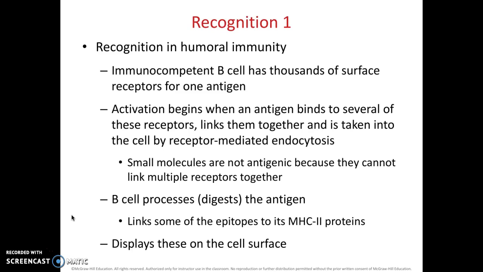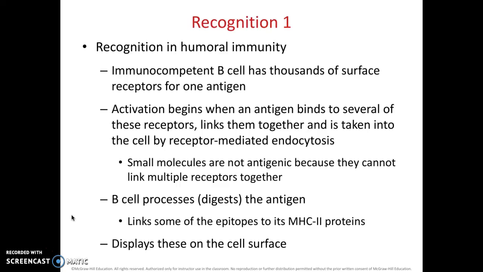So recognition in humoral immunity is by B cells. Immunocompetent B cells have thousands of surface receptors for one antigen. Again, remember, when it's called immunocompetent, it means that it's able to recognize antigens. And they can be naive immunocompetent, which means that they've never been exposed to a specific antigen, or they can be educated.